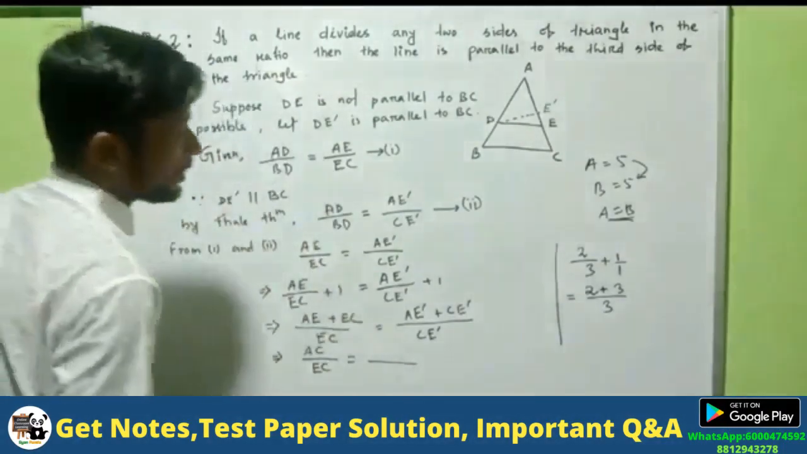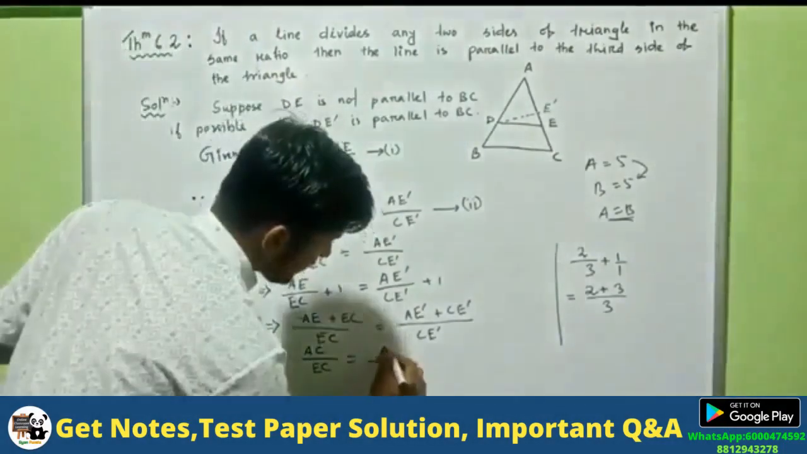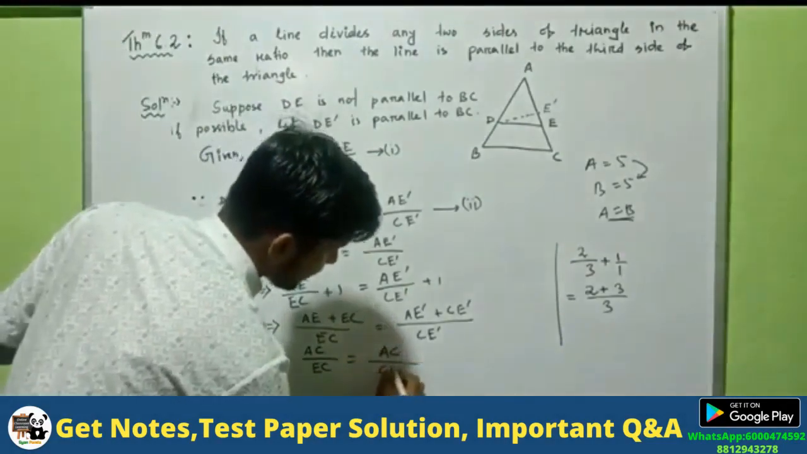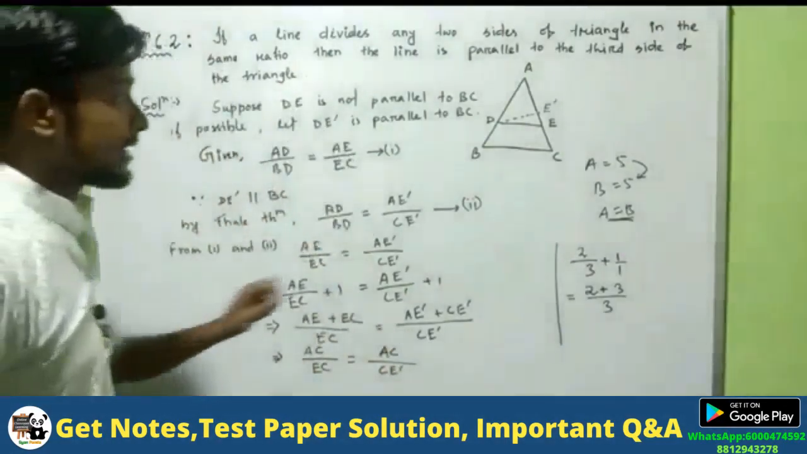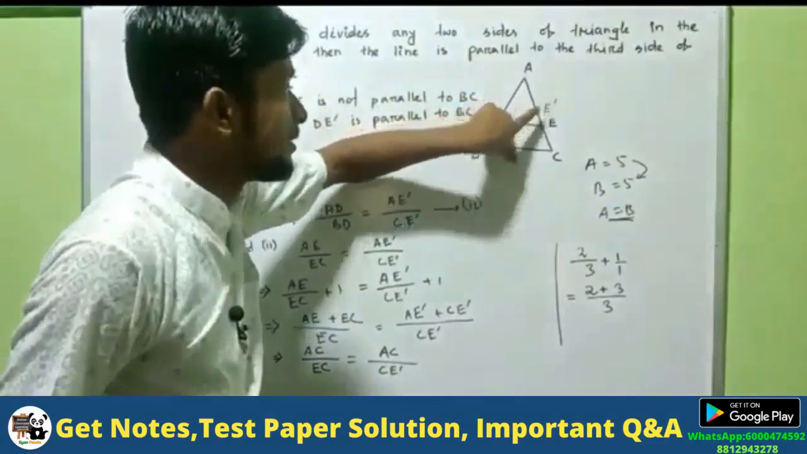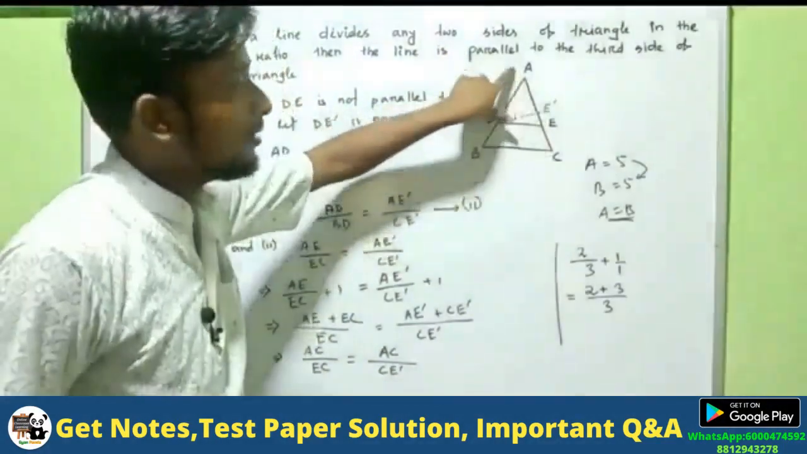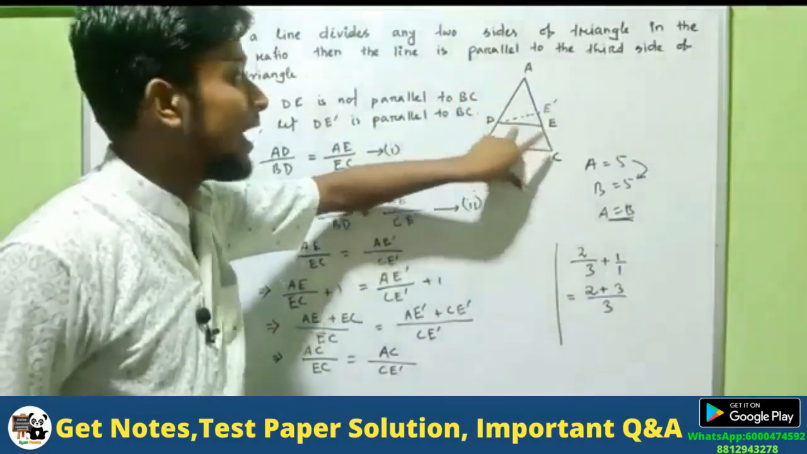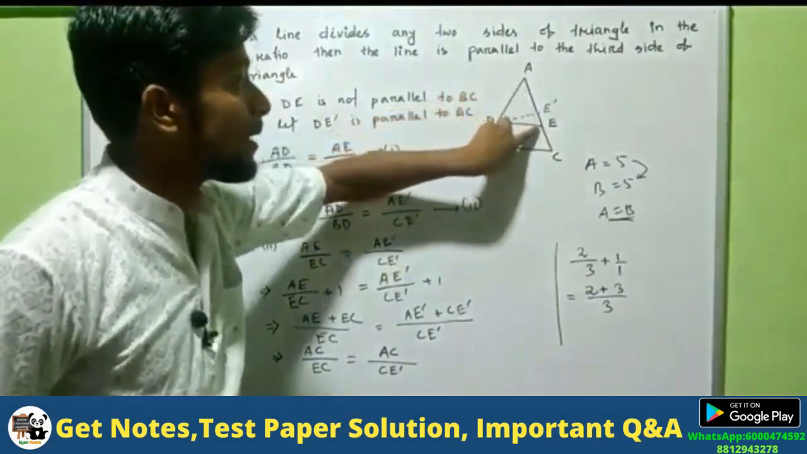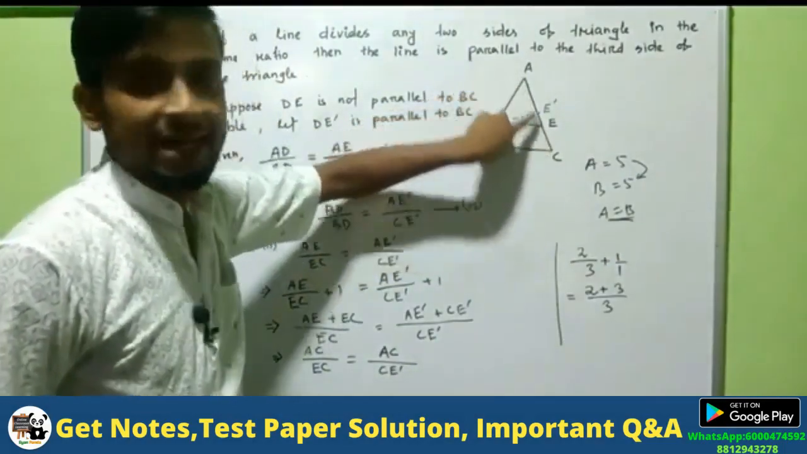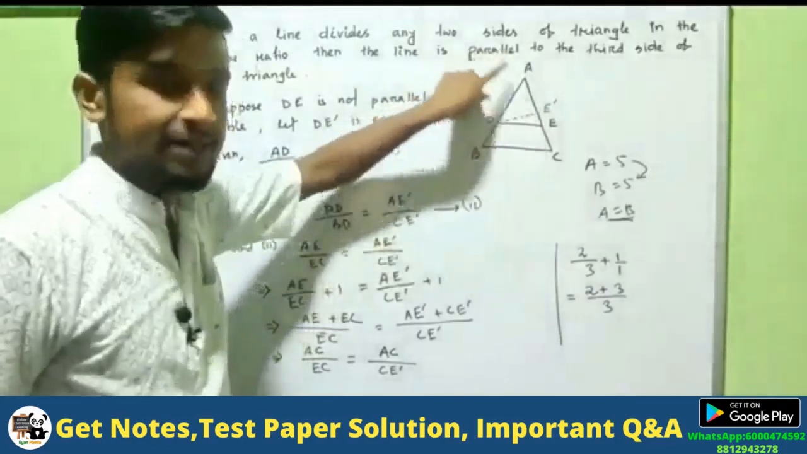And here we will get what? Same case, AC, right? AC. See, AE dash plus E dash C, what will it be? It will be AC only, right? And here AE plus EC, it will be AC only, right?